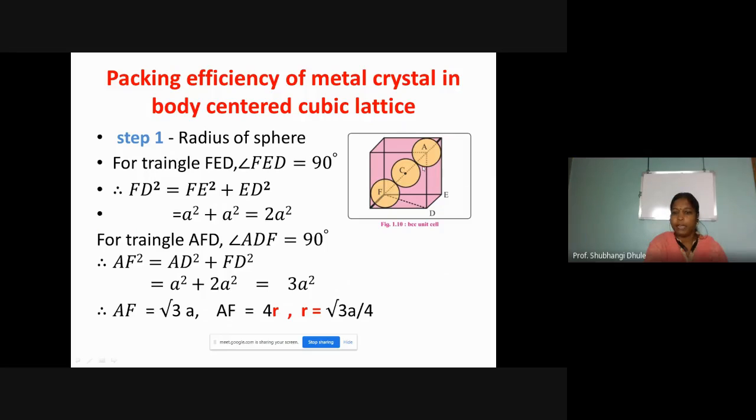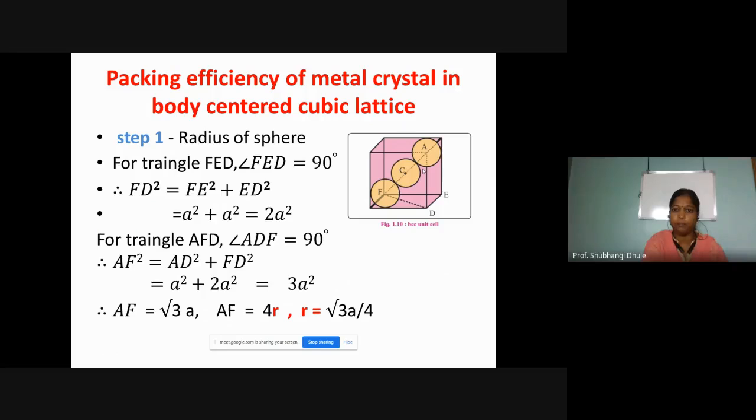But they are touching each other along the diagonal. There are two internal diagonals for the cubic geometry. This is one internal diagonal, and the second is this one. The corner spheres are touching the center sphere along the diagonal. In this image the spheres are exactly touching, and we are going to find out the diagonal first.